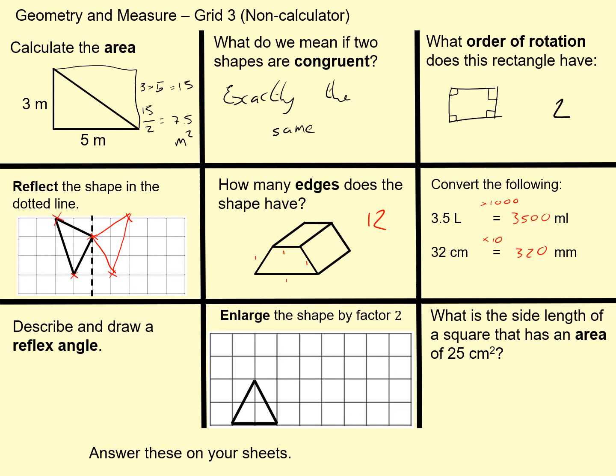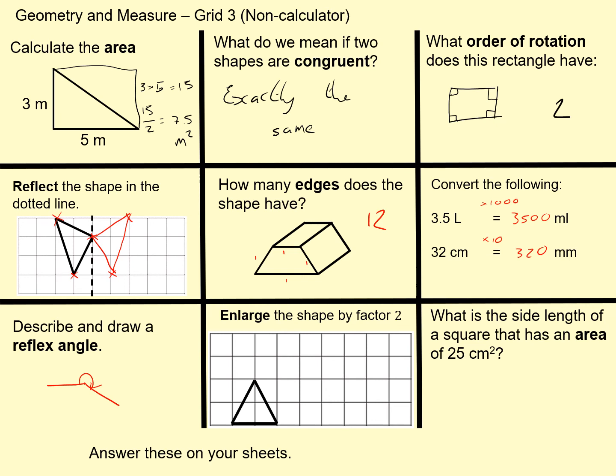Next, it says, describe and draw a reflex angle. So if we just remember that anything less than 90 would be acute, anything over 90 but less than 180 would be obtuse, anything over 180 is a reflex angle. So if I had that as my angle, around there, probably about 210-ish degrees, that would be a reflex angle, so it's over 180.